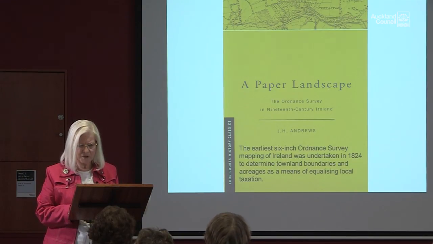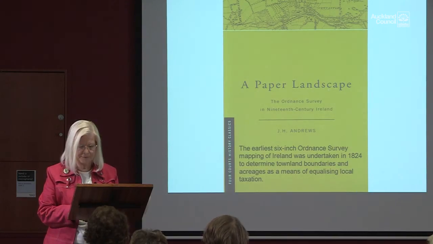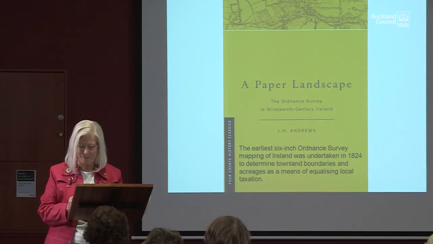The earliest 6-inch Ordnance survey mapping of Ireland was undertaken in 1824 to determine townland boundaries and acreages as a means of equalising local taxation. Thanks to the zeal and vision of a small group of military officers and the devoted labours of many soldiers and civilians, the survey soon evolved into an all-purpose cartographic record, making Ireland the first country in the world to enjoy the benefit of published maps depicting its entire territory at a scale large enough to show every house and every field. That is a paper landscape. If you're just looking at books, pick that one up.